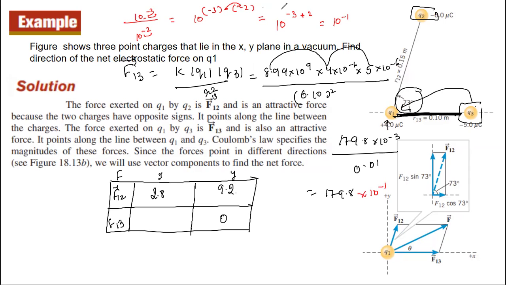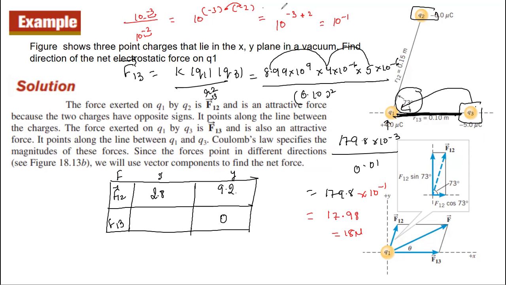I don't even need to calculate this part. So 179.8 times 10 to the power minus 1. That means this decimal will move one place towards the left side. I have something like this. Can I write it like 18 newtons? Yes, sure, we can do that, right? So it's nice to write 18 newtons.